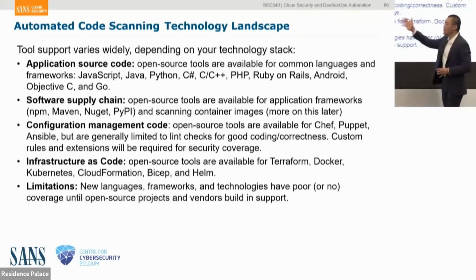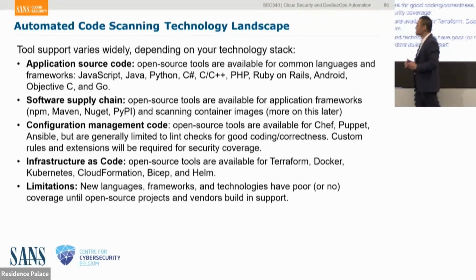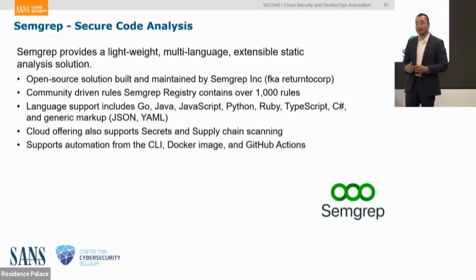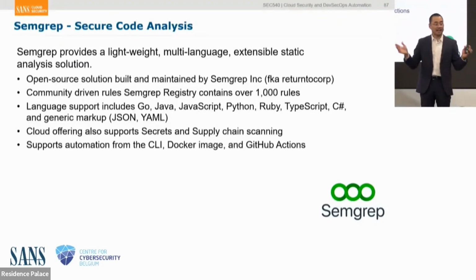So it's not just your application source code, but it's other documentation, your configuration management code, your infrastructure code. We saw an example of that, right, in the last presentation, right? Because all of that code can then be analyzed by a static analysis tool like Semgrep, right?